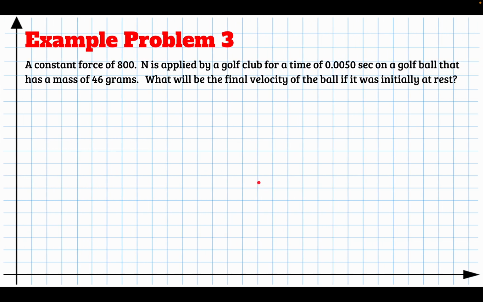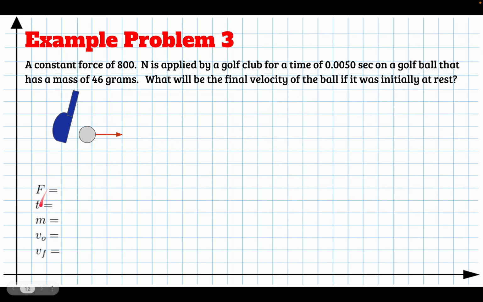So let's just do 2 examples, and this is what you're going to be working on in the problem set. But pay attention just for another minute. There's a couple subtle things here. So here I have a force of 800 newtons. It's applied by a golf club for 5 milliseconds, or 0.005 seconds. The ball has a mass of 46 grams, and it's initially at rest. What will be the final velocity after this force acts? So I'm just going to draw a little diagram. I got a golf club applying a force on a golf ball. Here's my variable list.